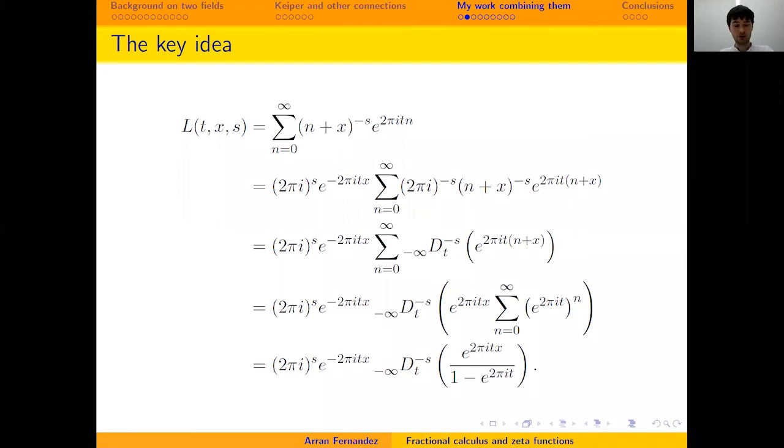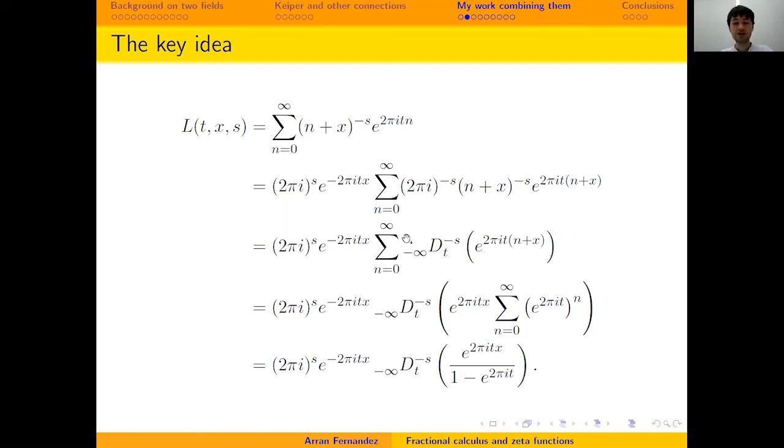So I'm going to multiply and divide by a couple of things: 2 pi i to the power of s and minus s, e to the power minus 2 pi i t x, e to the power plus 2 pi i t x. So this is just the same thing with putting a couple of extra terms in, taking them away again. The reason for this is that what's inside the sum now is exactly the fractional derivative of this exponential function with respect to t. So you take everything in the exponent that's not t and raise that to the power minus s, which is exactly what you have there.